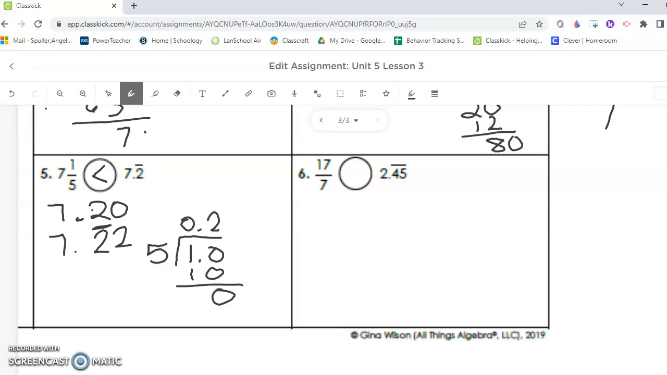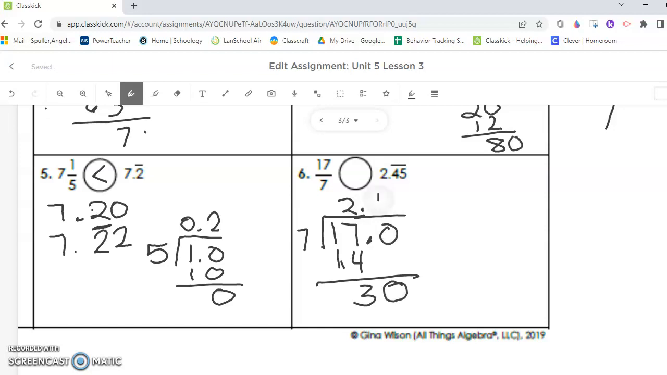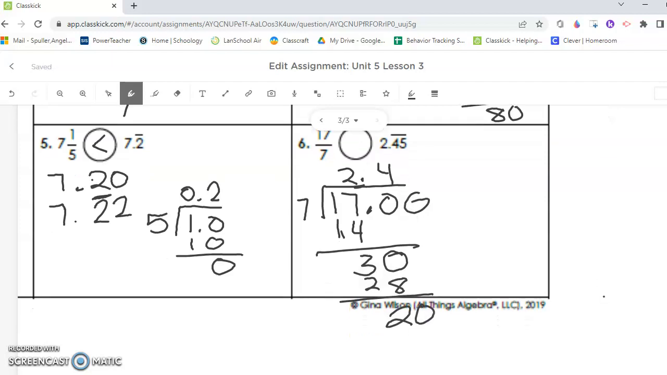All right, 17 divided by 7. 7 goes in there 2 times. Get me 14. Gives me 3. Add my 0. 7 can go in there 4 times to get me 28, which gets me 2 left over. Oh, it goes in there. See, 7 goes in there 2 times. 14, give me 6 left over. 0. Now notice I have 2.45 and here I have 2.42. This one's bigger. Great job.